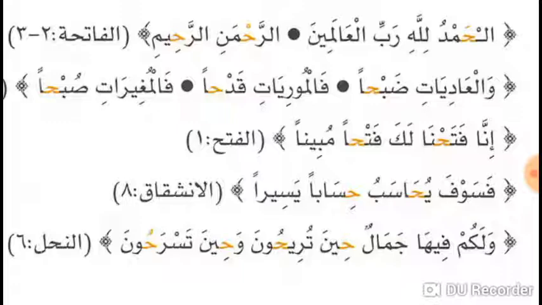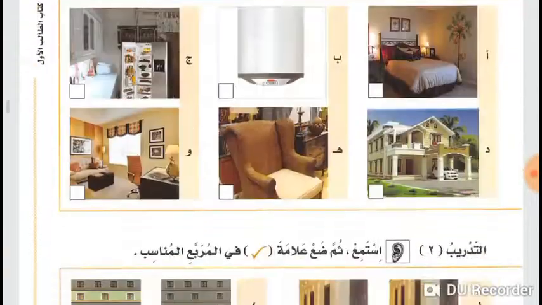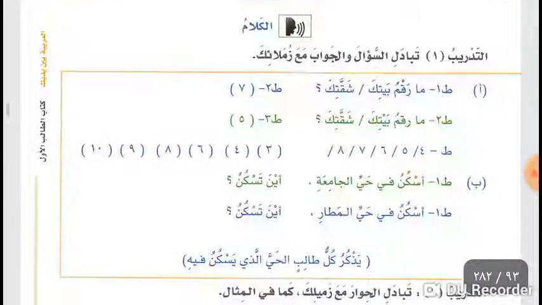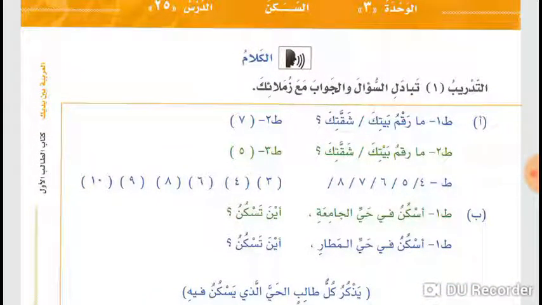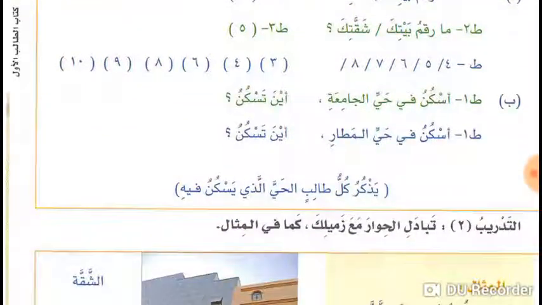Subhan Allah. Then we have on the next page Fahm al-Masmu', understanding of what you hear. The first, second, third and fourth exercises are not possible here, so we'll skip this. On the next page we have Al-Kalam. We'll start from here. First exercise: exchange questions and answers with your colleagues. Zamilika means your one colleague. Zumalaika is the plural of that word and it means your colleagues. So they are telling you to exchange question and answer with your colleagues. This is also not possible here.